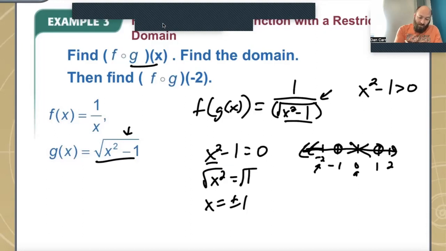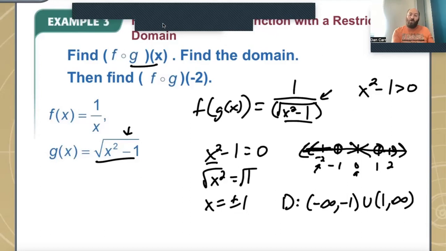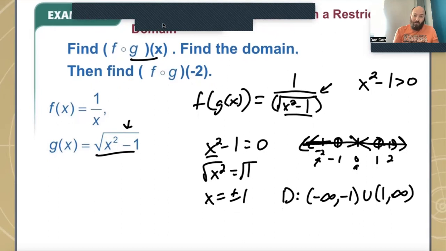And then if I do the same thing on the other side, everything to the left of -1 should work. If I do 2, 2 squared is 4, 4 minus 1 is 3. So everything to the right works too. So my domain has 2 intervals. It is everything that's less than -1, so it's negative infinity to -1, union 1 to infinity. These are the 2 intervals that work for this function.